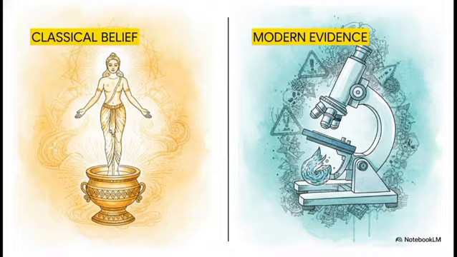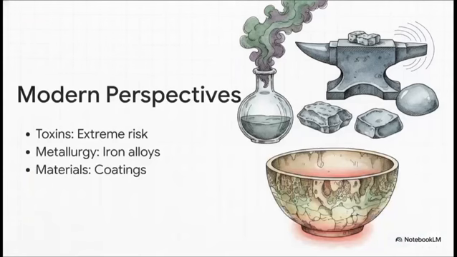On the other side, we have modern evidence. Let me be crystal clear. Modern toxicology absolutely does not confirm the safety of ingesting mercury, regardless of any classical claims regarding its purification. Mercury is a severe neurotoxin, and these ancient health claims remain entirely unproven and extremely dangerous to try and replicate. We really have to make a strict distinction between medical advice and historical material science.